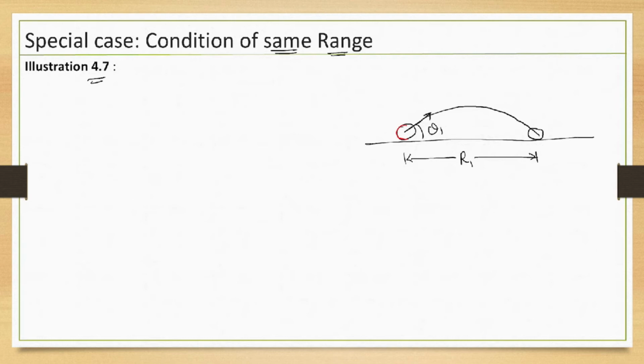Now you have another object like this. You throw the object in this direction, and it moves in this way. Again it comes back to the same level. Its range is R2. So here the projection angle is theta 2. If you want to find the condition for the same range, it means R1 is equal to R2. Same range means R1 is equal to R2.